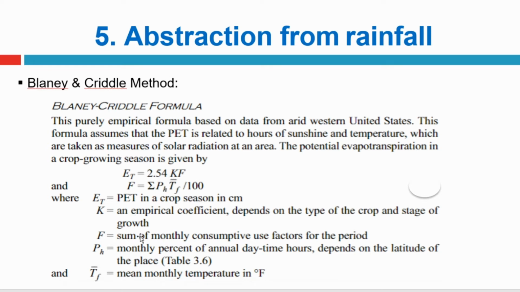F gives me the sum of monthly consumptive use factors for that period. So pH is the monthly percentage of annual daytime hours, multiplied by t, the mean monthly temperature, divided by 100. Like this you calculate for January.